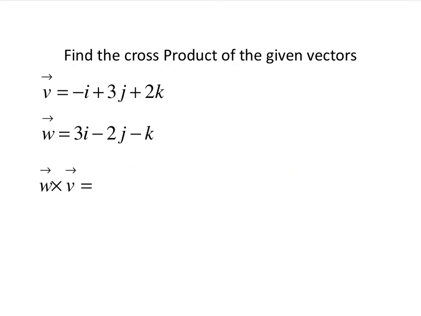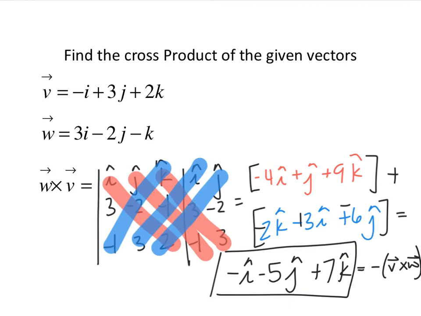Now instead of v cross w, we want w cross v. So go ahead and pause the video and find w cross v. If you do the same thing, except now w is going to be in the second row and v is going to be in the third row, you end up with -i hat minus 5j hat plus 7k hat. What you might notice is that it's the negative of v cross w. So that's a property: v cross w is the opposite of w cross v.